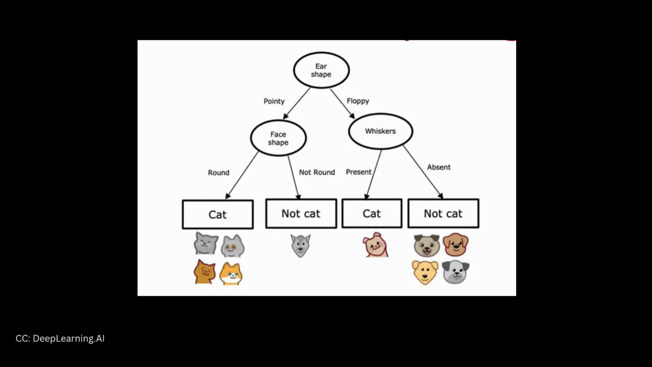But when do we stop splitting? We stop when a node is pure, meaning all samples in it belong to the same class, all cats or all non-cats. Other stopping conditions you might use include reaching a maximum depth or having too few samples in a node.